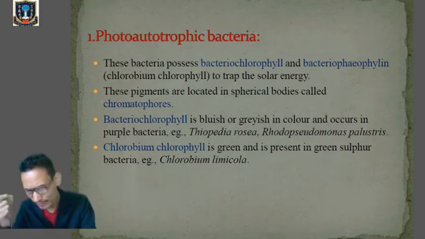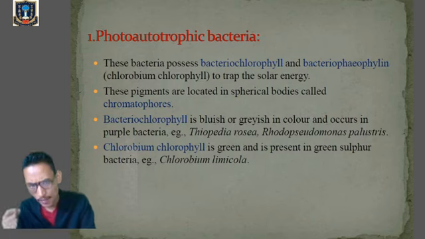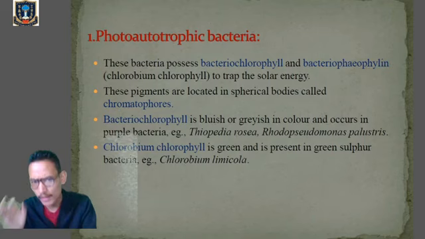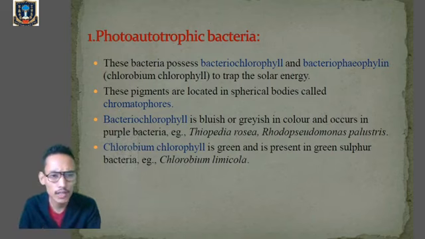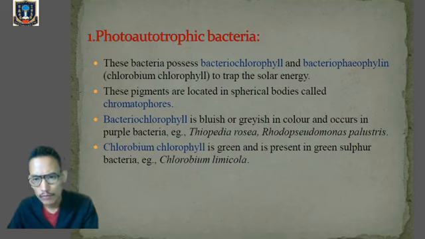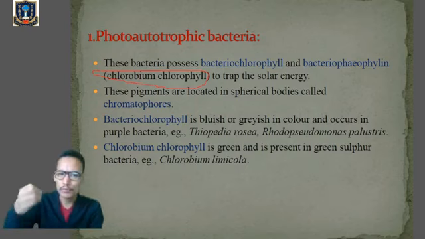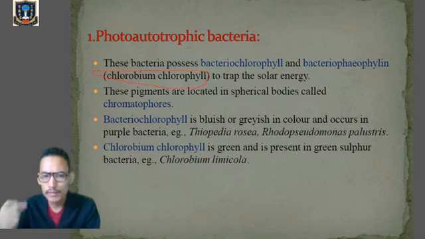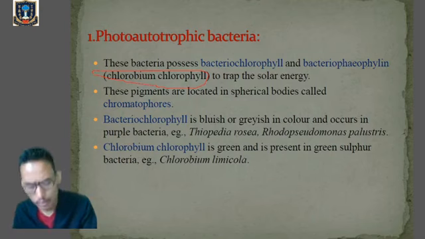These bacteria possess bacteriochlorophyll and bacterioviridin. Try to remember the name. The photoautotrophic bacteria possess bacteriochlorophyll and bacterioviridin, which is also called chlorobium chlorophyll. You can remember the word bacterioviridin, or you can remember the word chlorobium chlorophyll. By the help of this pigment, they are able to trap solar energy, and these pigments are present in the spherical body called the chromatophore.